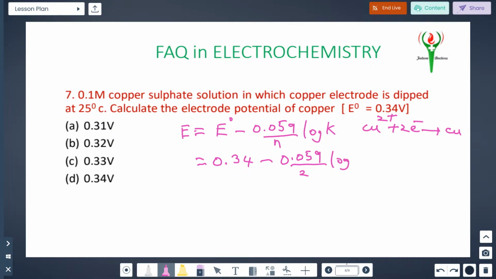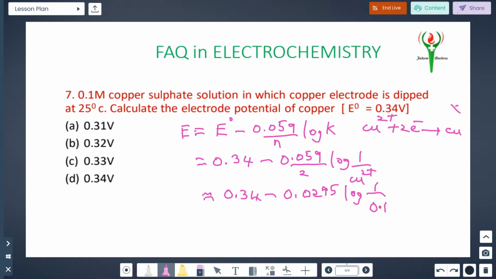But the product is what? It's a solid. So we need not write this one. Only I am writing the reactant. So log 1 by what? Cu2+. Are you following? Then see, Cu2+ concentration is given. In copper sulphate, Cu2+ is given. So we can substitute. 0.34 minus, if we simplify, we get 0.0295. Then log 1 by copper sulphate concentration. That's nothing but 0.1.